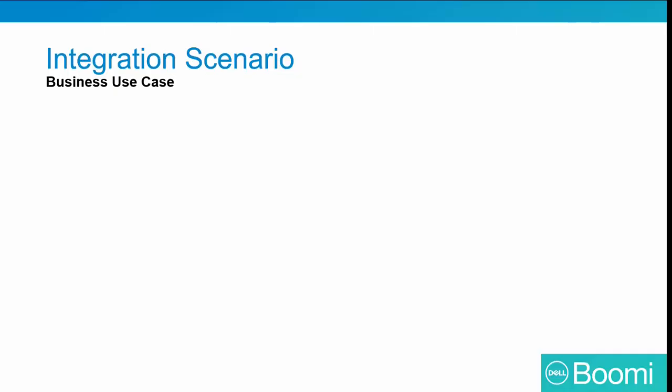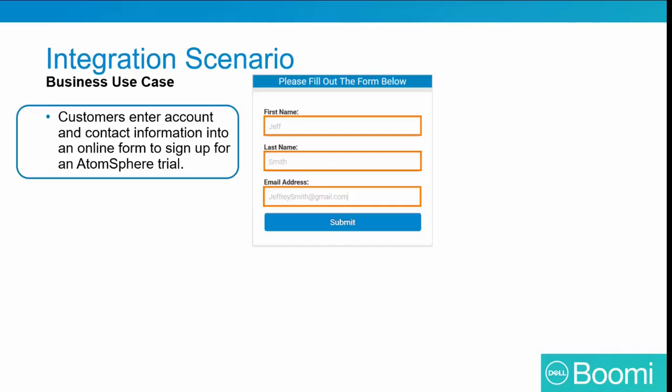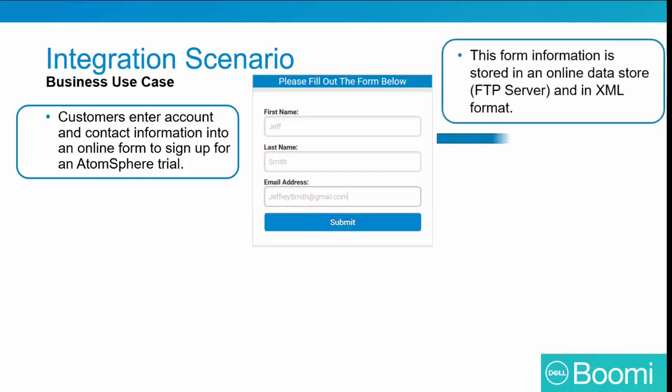Here is our business use case for today's training. Customers will enter account and contact information onto an online form to sign up for an AtomSphere trial account. The form information is then stored in an online data store, an FTP server, and an XML process. Now, the files we'll be bringing into the process are on Boomi's own FTP server, which we'll be connecting to.